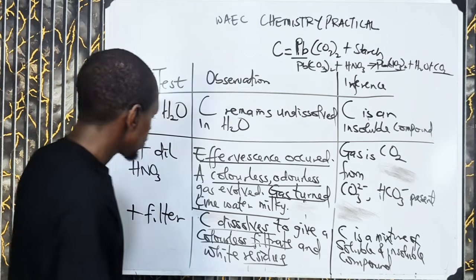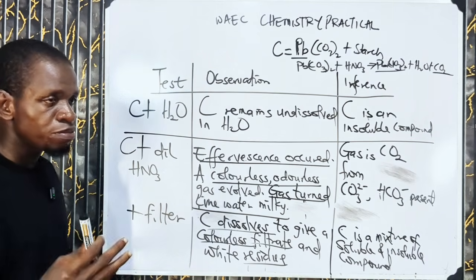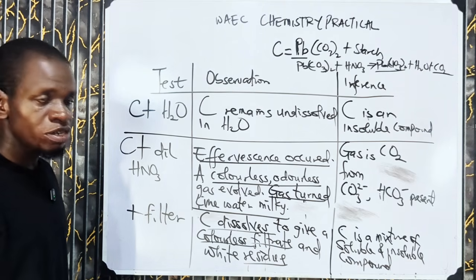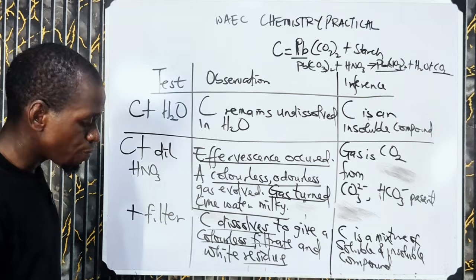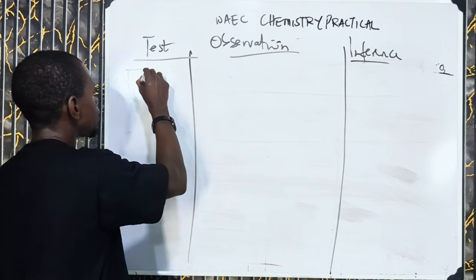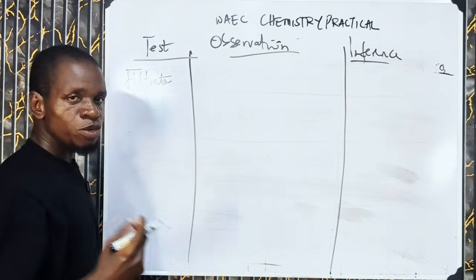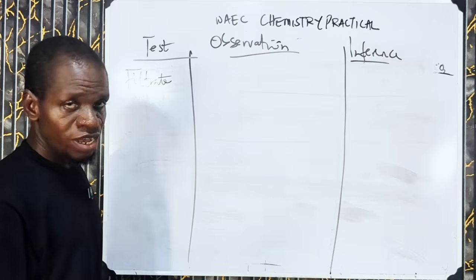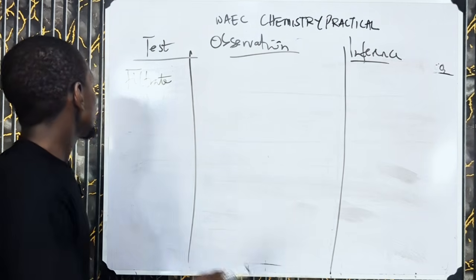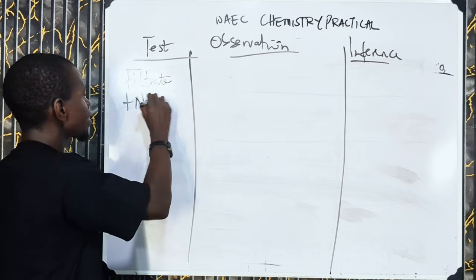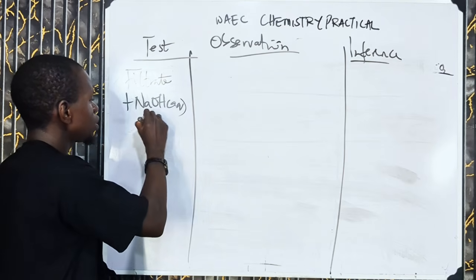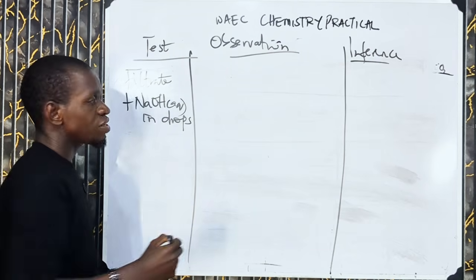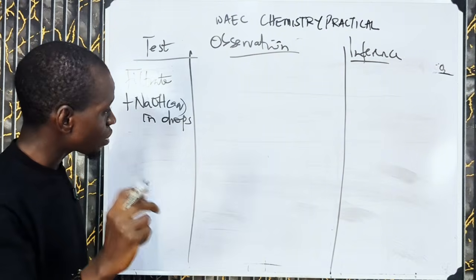So let's look at the filtrate now. Assuming you were asked to divide the filtrate into 4 portions or 3 portions, depending on the number of portions, let's look at what is going to happen. Let's say the first portion of our filtrate, maybe 2 cm of it, plus aqueous sodium hydroxide, or sodium hydroxide solution, in drops. What is going to be my observation? I would advise you, as a student, to write accordingly.